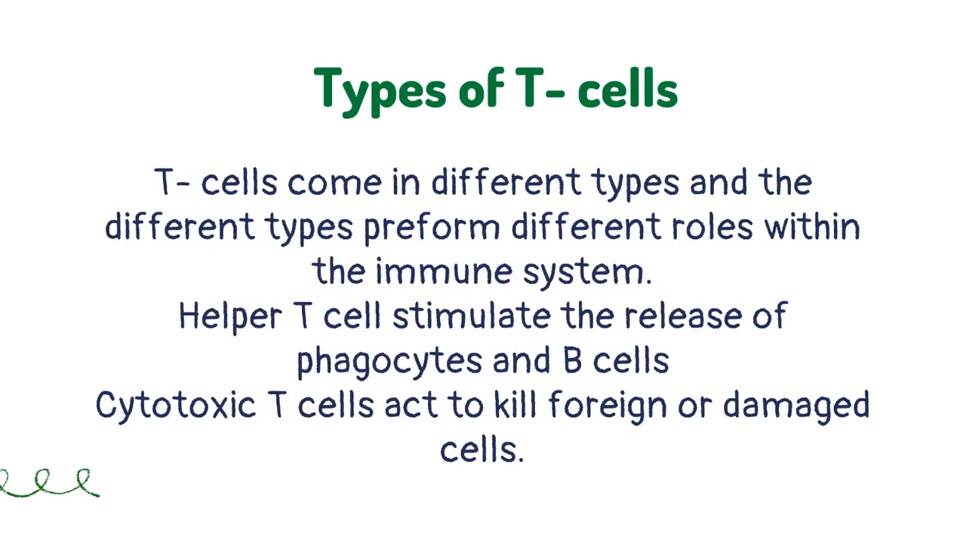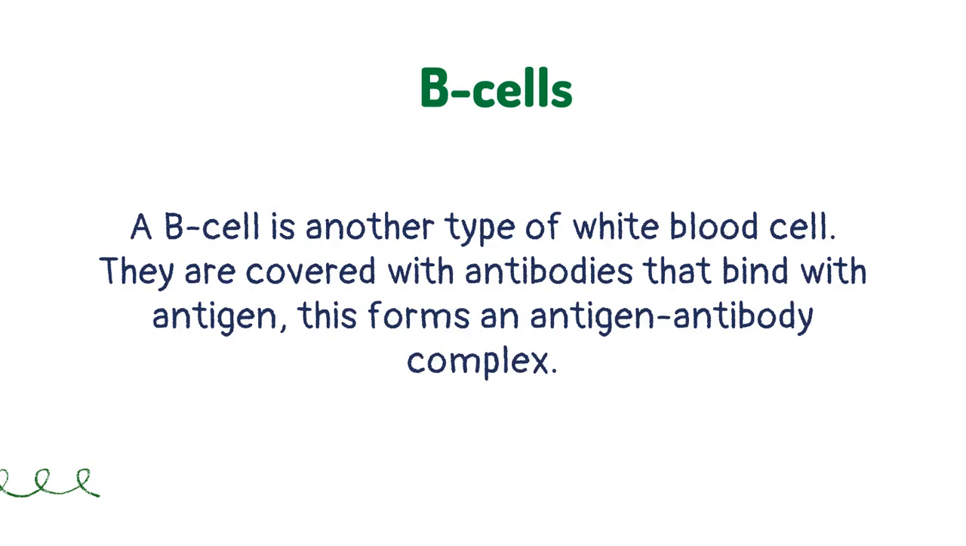Helper T cells stimulate the release of phagocytes and B cells. Cytotoxic T cells act to kill foreign or damaged cells. A B cell is another type of white blood cell. They are covered with antibodies that bind with antigen. This forms an antigen-antibody complex. These antibodies are found on the membrane of the B cell. Differently shaped antibodies bind to differently shaped antigens.